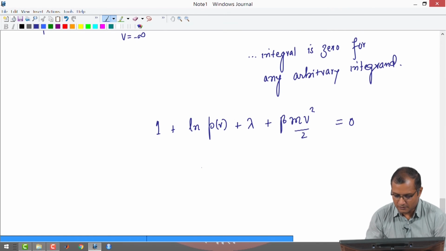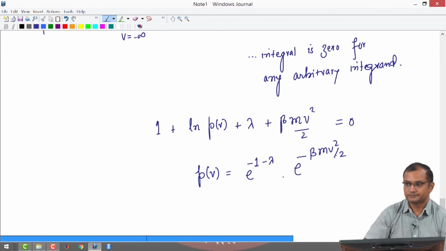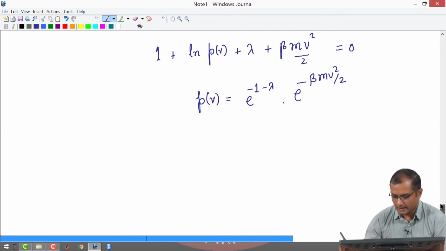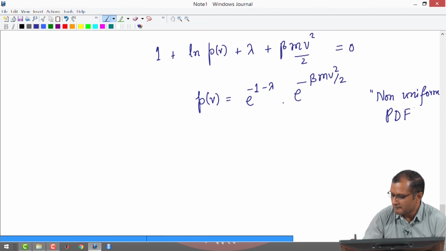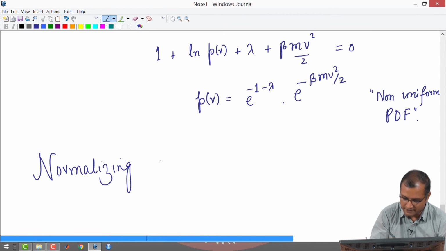And so, you can simply write down P of v as e raised to minus 1 minus lambda, into e raised to minus beta mv square by 2. And now you can see that this is also a non-uniform PDF. So, let us normalize it.